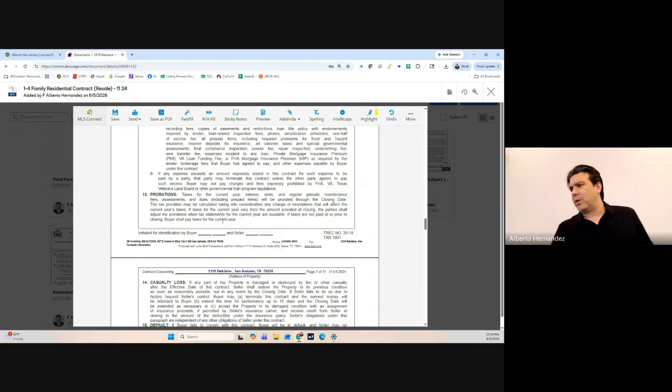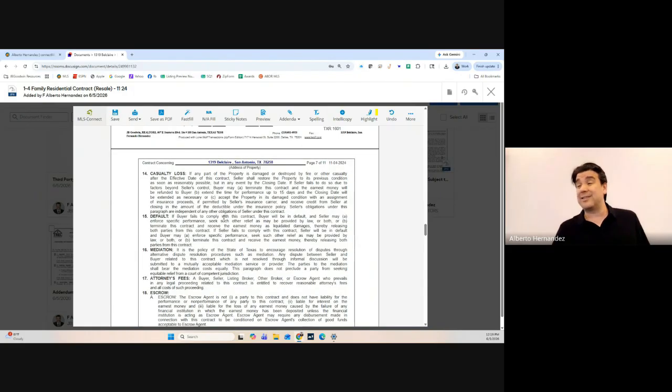Proration is pretty straightforward. Seller pays for taxes as long as they've owned the property, and the buyer's responsible for the rest. Casualty or losses doesn't have to be as extreme as the house burning down. Here in San Antonio, unfortunately, it's a lot of hailstorms. You're under contract, and a hailstorm comes in.